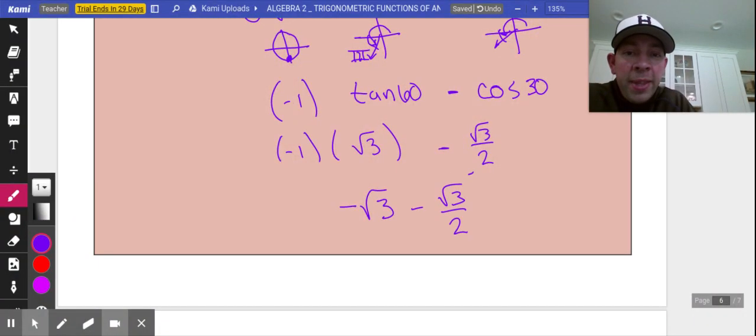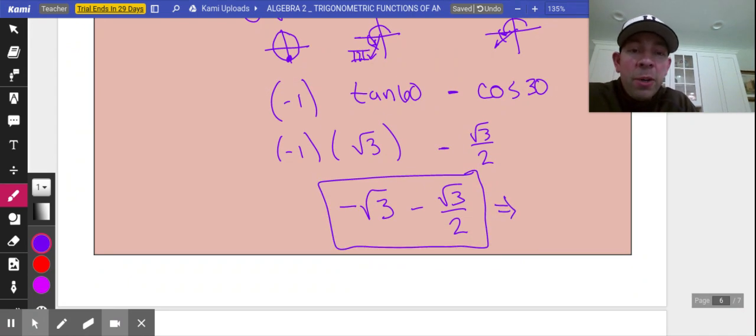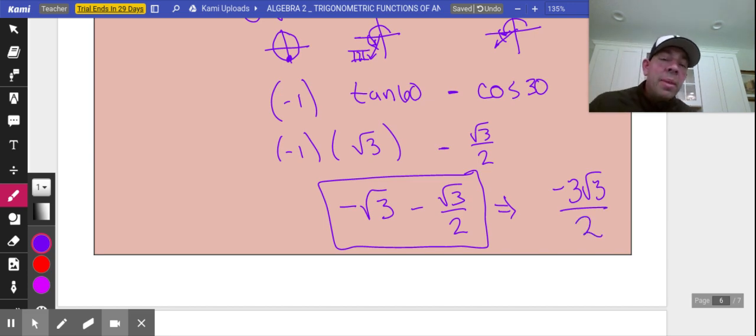And I'm totally okay with that. If they want you to express it as one single fraction, you'd have to go common denominators, and so negative 3 radical 3 all over 2 would do it.